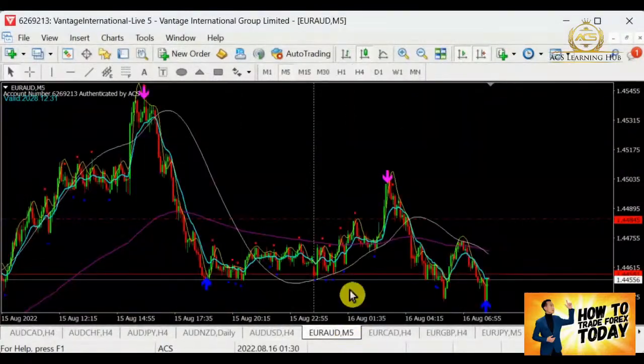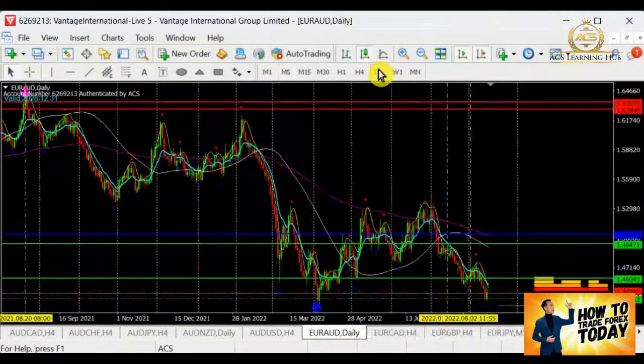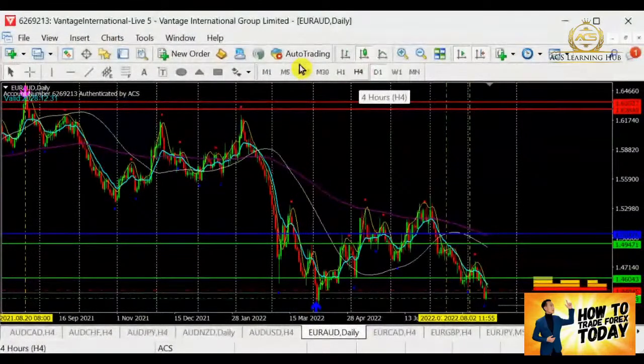Okay, so yeah, Euro Aussie. Let's take a look at Euro Aussie. We have tested on the support. Now Euro Aussie is still currently going to retest the support once again. We are still in the bull.